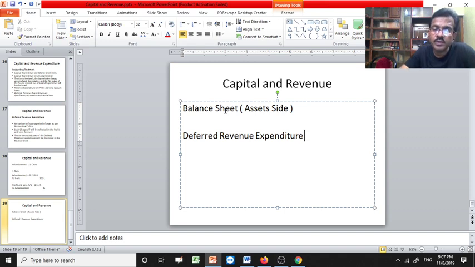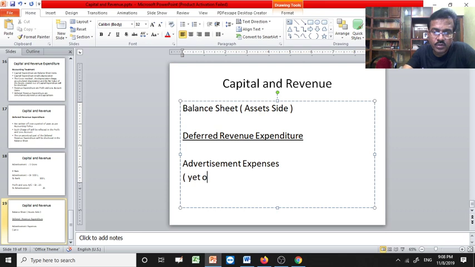So you have to write the header deferred revenue expenditure like this, and you will write advertisement expenses yet to be amortized, and the figure will be 75 lakhs. So that is the treatment that you have.